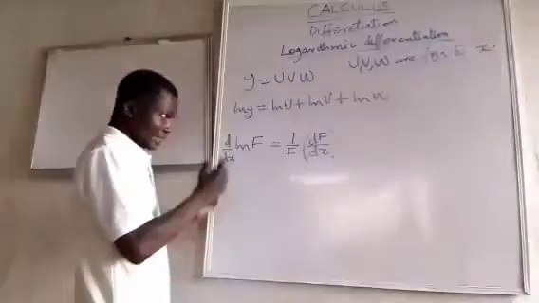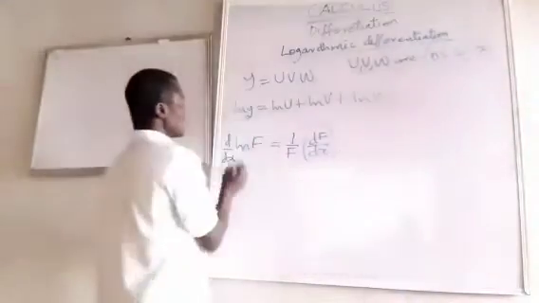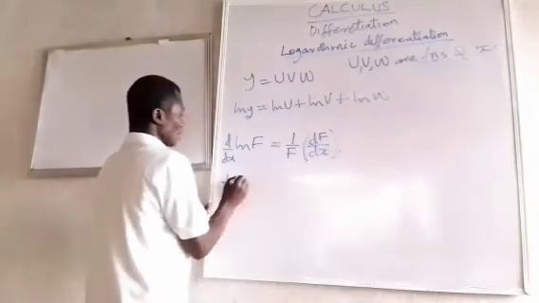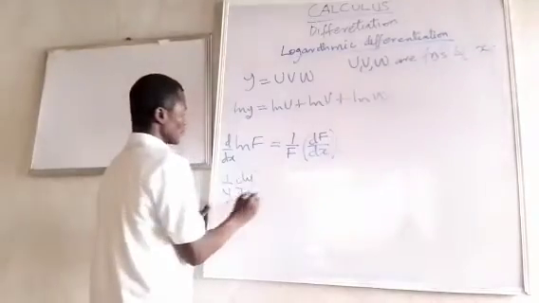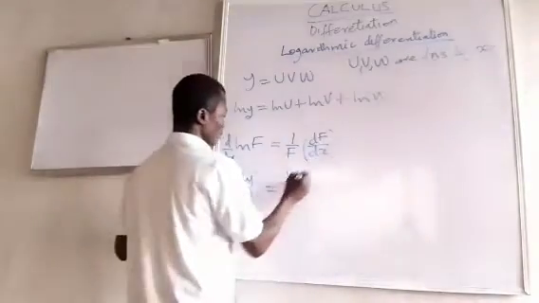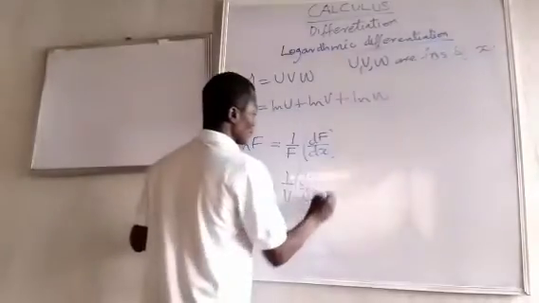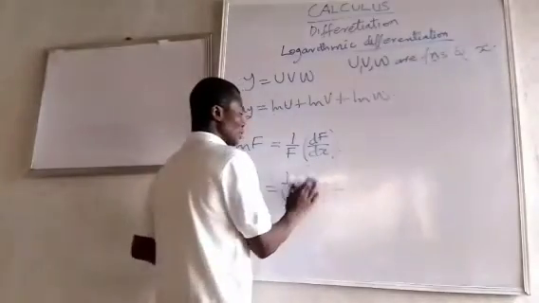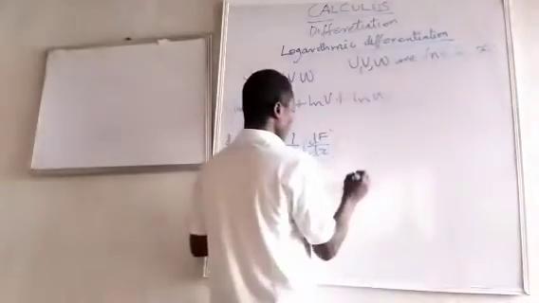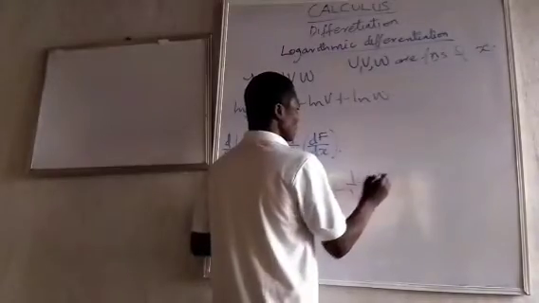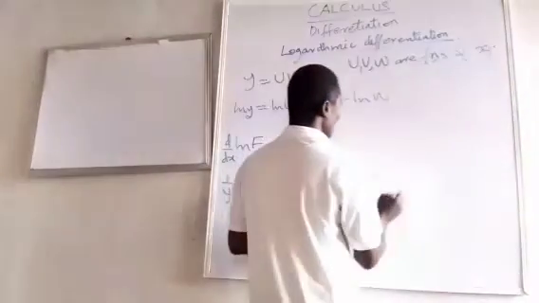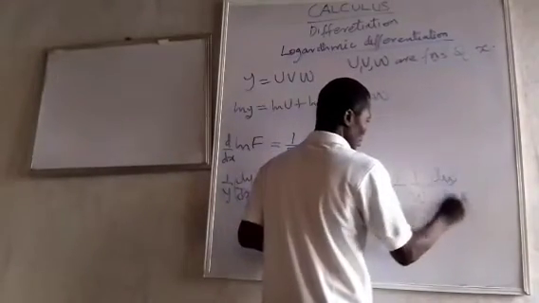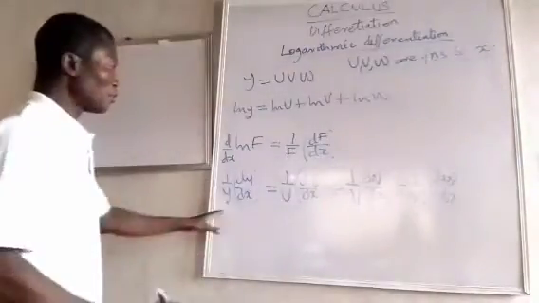I will show you two steps now. That makes it very clear. We can now say 1 over y dy/dx is equal to 1 over u du/dx plus 1 over v dv/dx plus 1 over w dw/dx. It makes the job very, very easy.